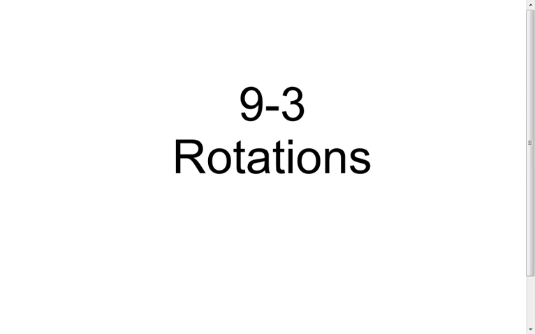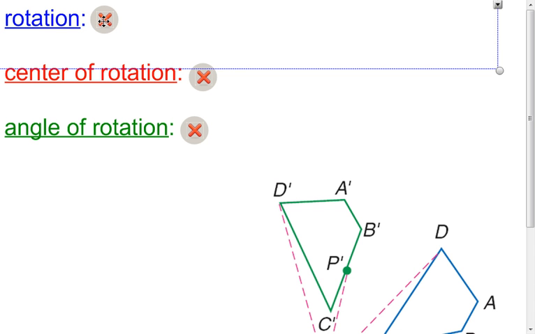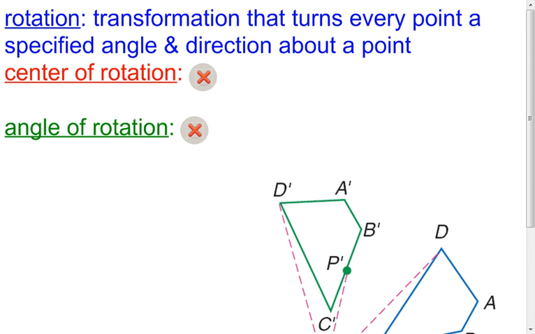I'm going to talk about rotations in this lesson. It's another type of transformation. So we're going to start off with just figuring out what a rotation is. Like I said, it's a transformation, and it's going to turn every point a certain degree, in other words, some angle measure, and a certain direction. Now that direction is either going to be clockwise or counterclockwise.